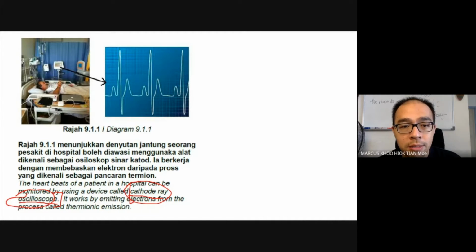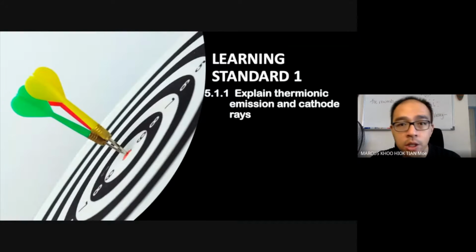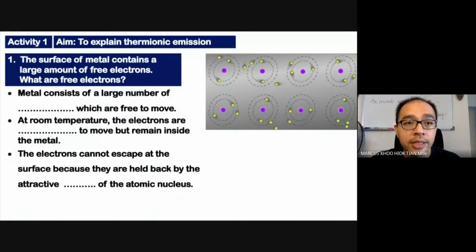It works by emitting electrons from a process called thermionic emission. I want you to underline or highlight this word because this will be a very important word in our study today. So the first thing we need to know is how to explain thermionic emission and what cathode rays are. The surface of a metal contains a large amount of electrons. Any metal, the surface has a lot of electrons.